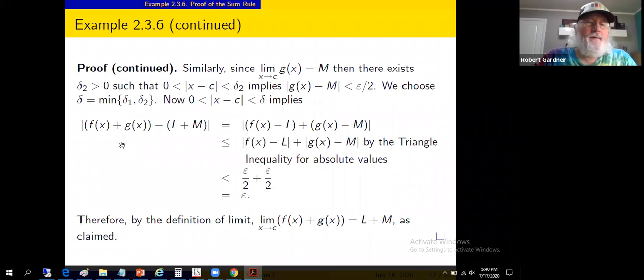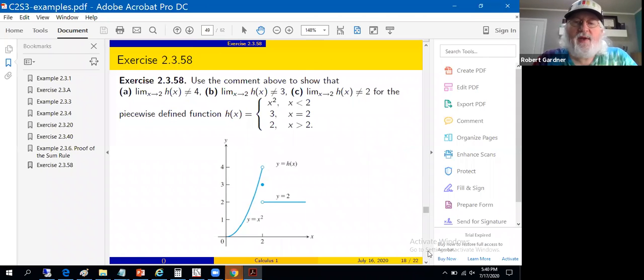And we've shown there exists a delta such that the absolute value of x minus c greater than 0, less than delta, implies this function minus that number is less than epsilon. And that's the very definition of the limit of that function equals that number. It looks a little bit different because we're adding things together here, but it's the same thing. It's the definition of limit with the epsilons and the deltas. So in terms of epsilon-delta limits, I think that's it.